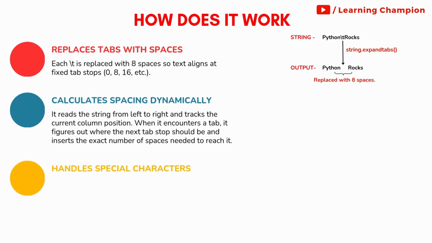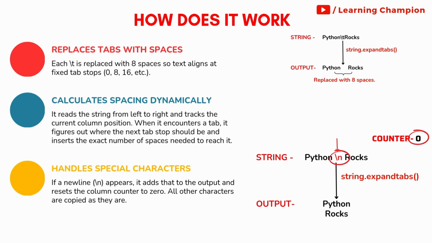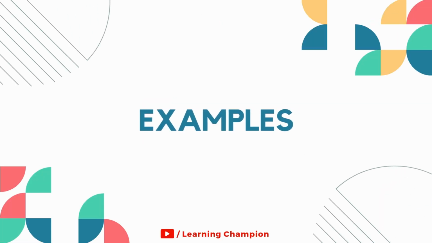It also handles special characters. If a new line appears, it adds that to the output and resets the column counter to 0. All other characters are copied as they are, increasing the counter by 1 for each character. Let's look at an example to better understand this function.